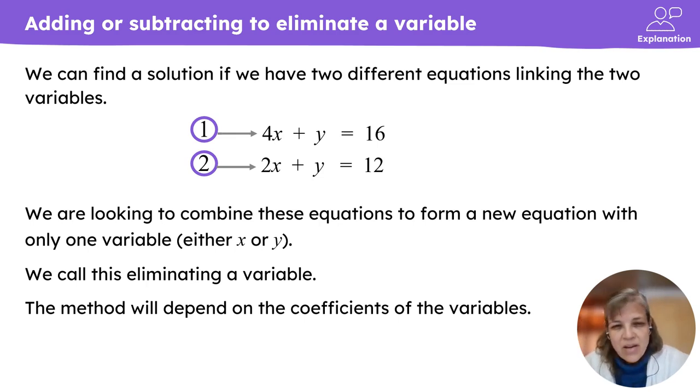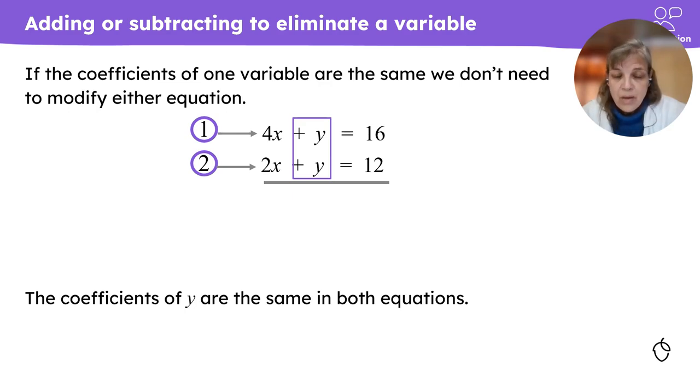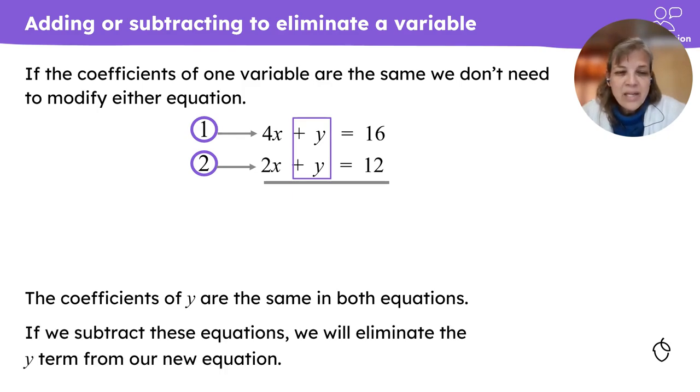How we do this depends on the coefficients. The coefficient is that number that's multiplied with the x or the y. And remember, if there's nothing, it's assumed to be 1. In this case, if one of the variables has the same coefficient, then we don't need to modify either of the equations. So here you can see that y in both equations has the same coefficient. It's the coefficient 1. So since the coefficients are the same, then we can subtract them and it will eliminate the y's.